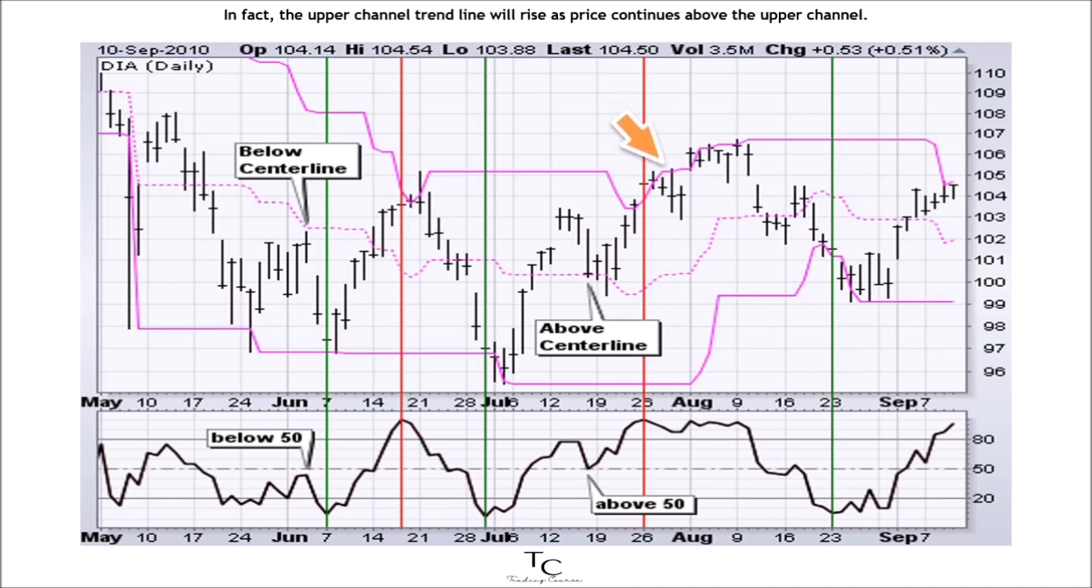In fact, the upper channel trend line will rise as price continues above the upper channel. This may seem technically overbought, but it is a sign of strength to remain overbought. Similarly, the stochastic oscillator can move above 80, which is technically overbought, and remain overbought for an extended period.